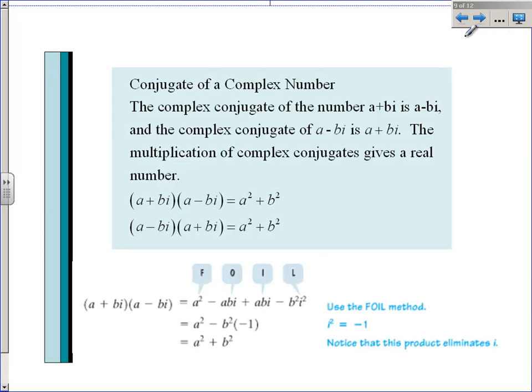Okay. The hardest thing about complex numbers is dividing them. And we have used this word conjugate before. Conjugate means change the sign in the middle. So the conjugate of a plus bi is a minus bi. And the conjugate of a minus bi is a plus bi. And if you multiply these out, this difference of squares, you see it works out to be a real number. And what this is going to do for us is get any of the i's out of the denominator.